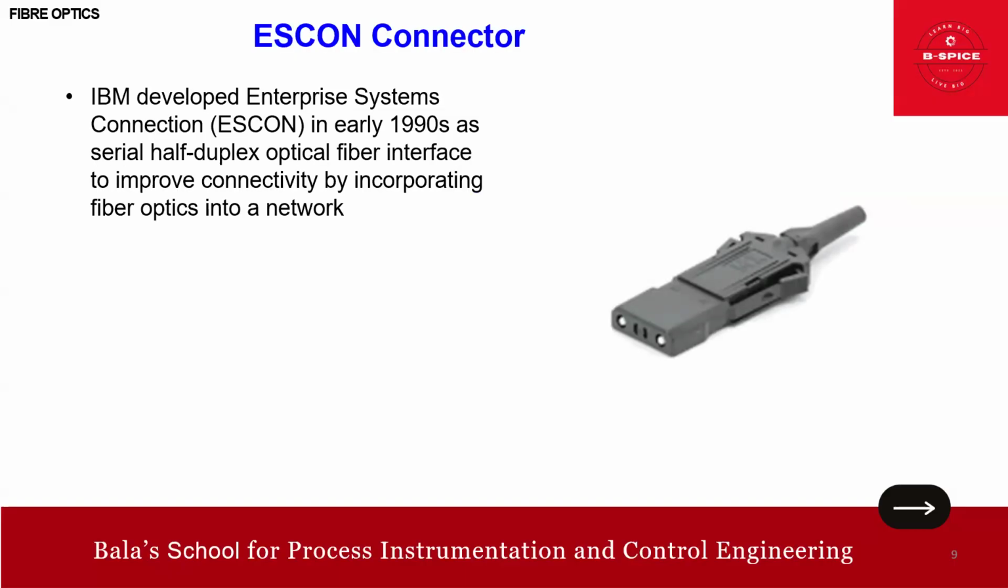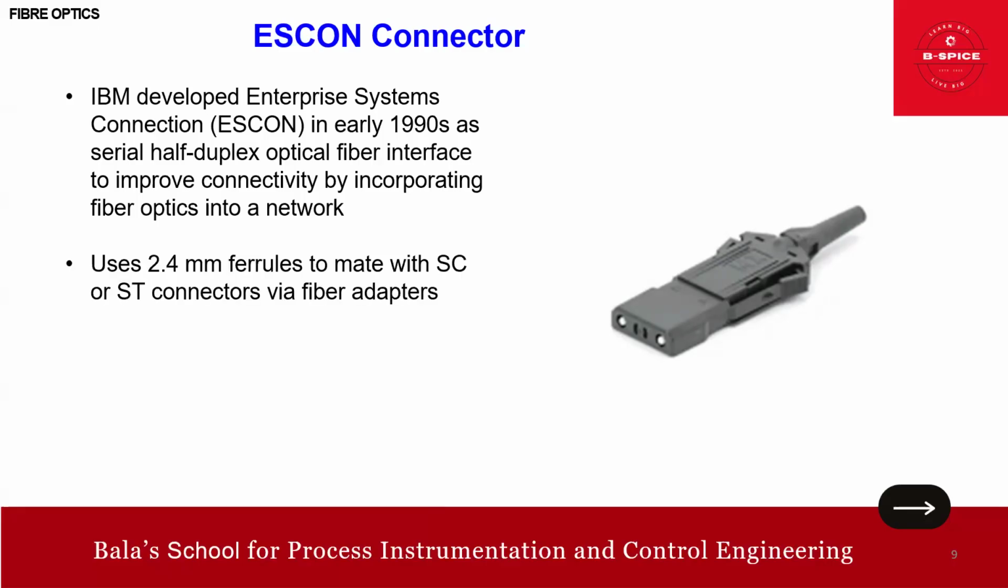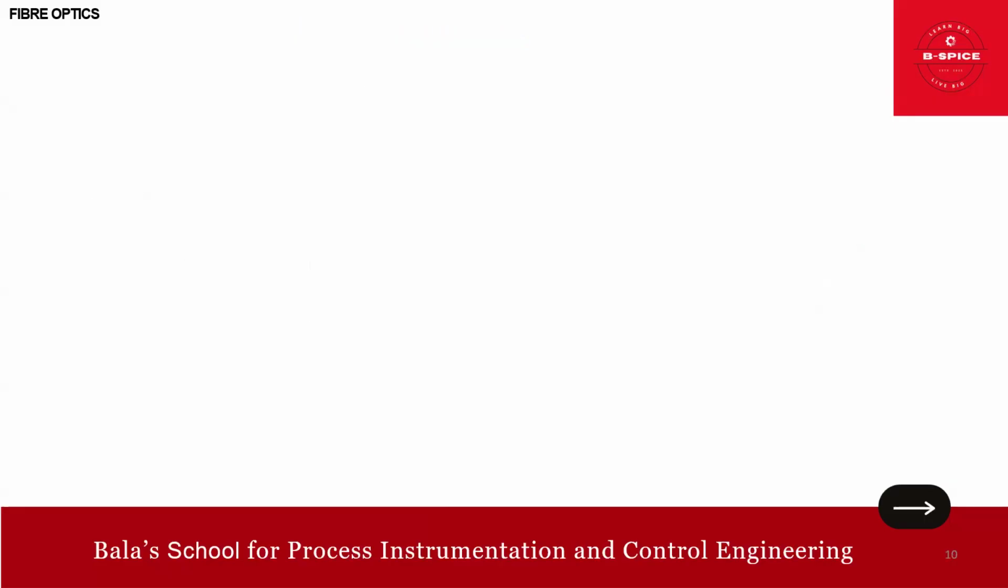Then we have a SCON connector. This is also one type developed by IBM in the early 90s as a serial half duplex optic fiber interface to improve connectivity by incorporating fiber optics into the network. Again, this uses a 2.5 mm ferrule to mate with SC or ST connector via fiber adapter. Yes, that's all I have for this.